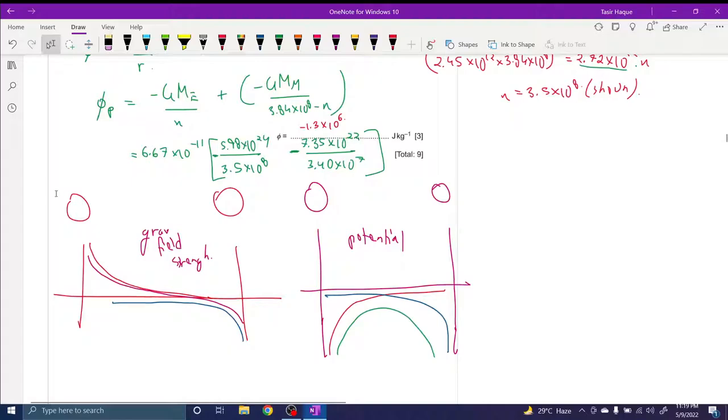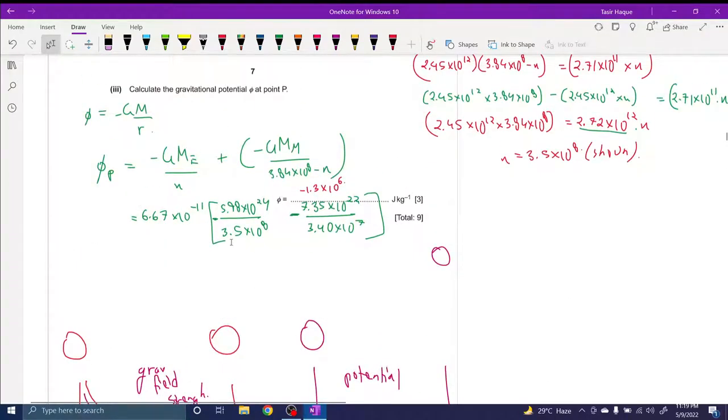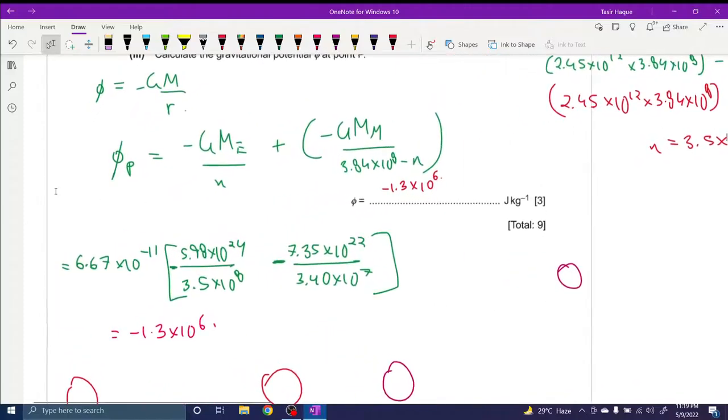So I actually took G common, and that will give us a value of minus 1.3 into 10 to the power 6. We basically added it up to get this value. Really important sum. So if they ever ask you to find the potential, you just add them up and they will inherently have negative values. All right, really important.